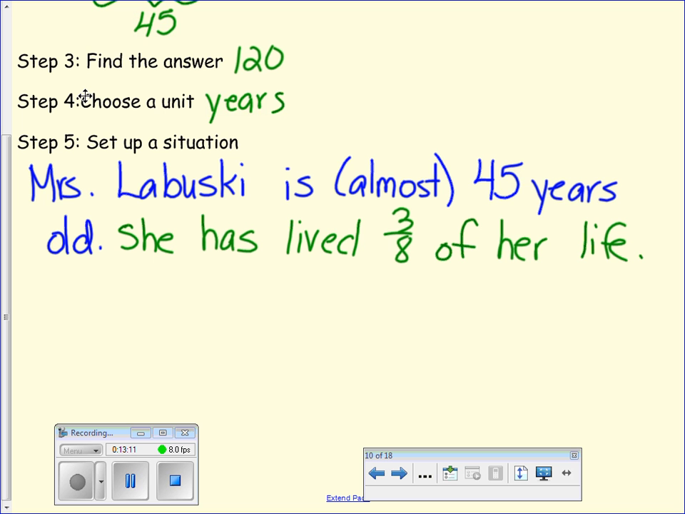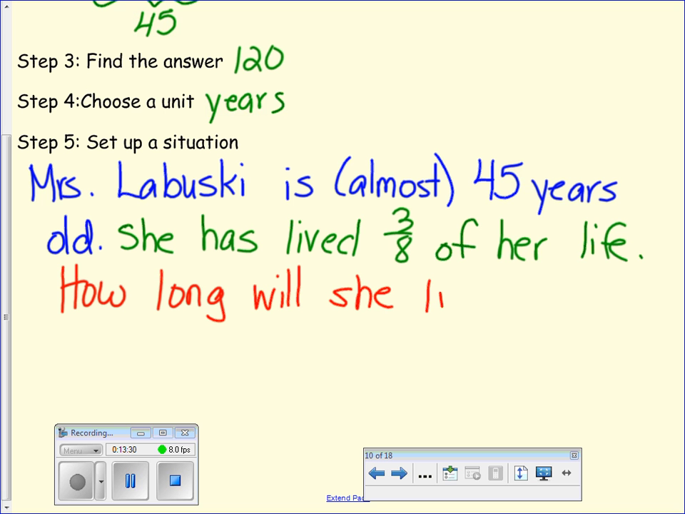45 is 3/8. Does this mean that nobody's old? What's the question? How long will she live?